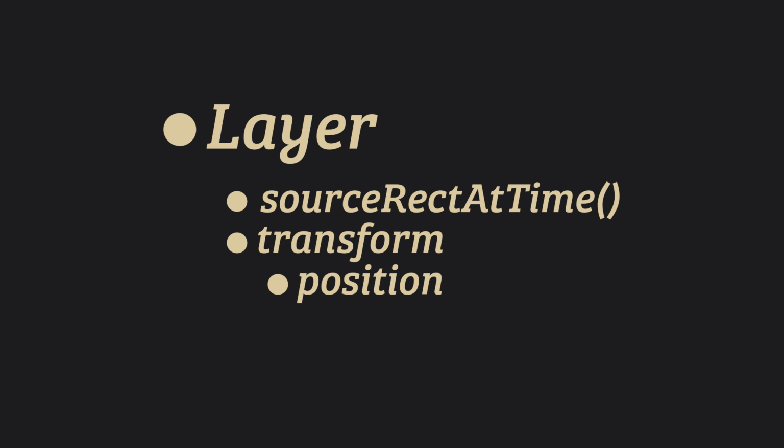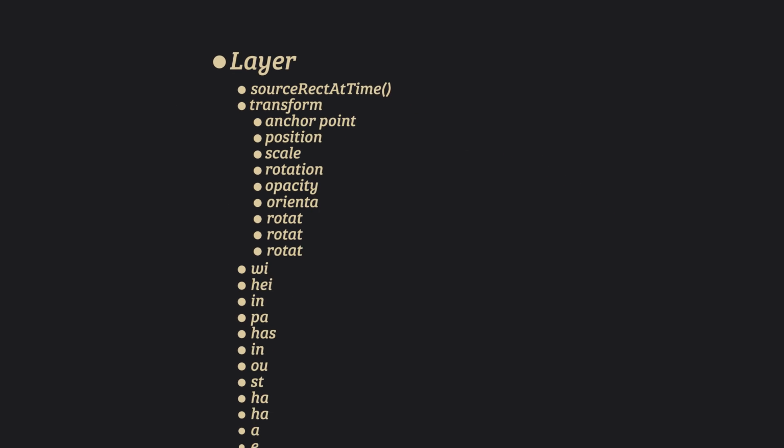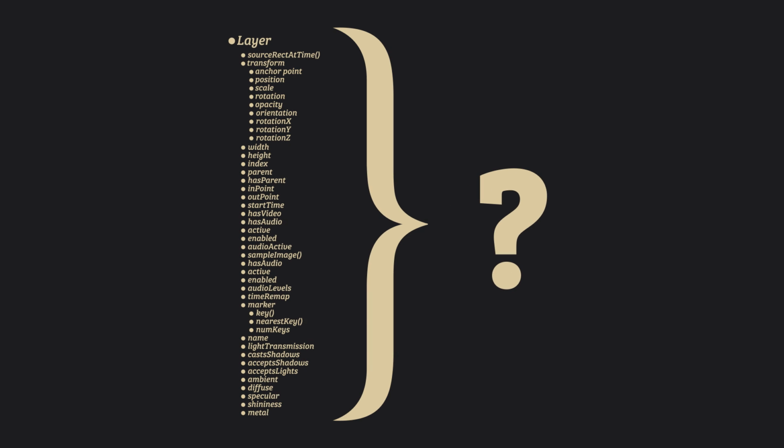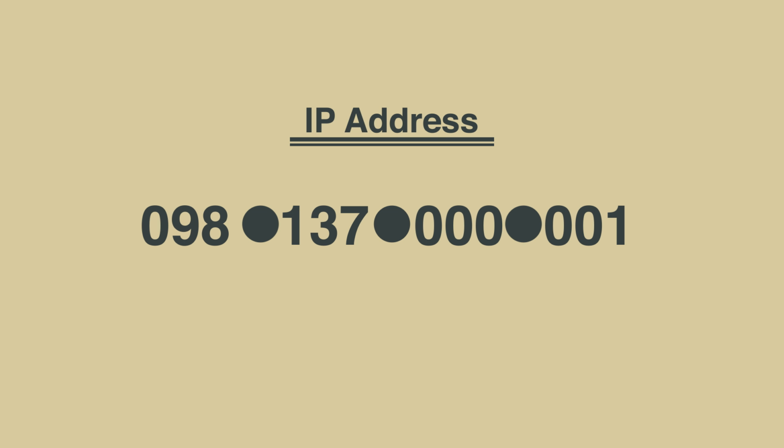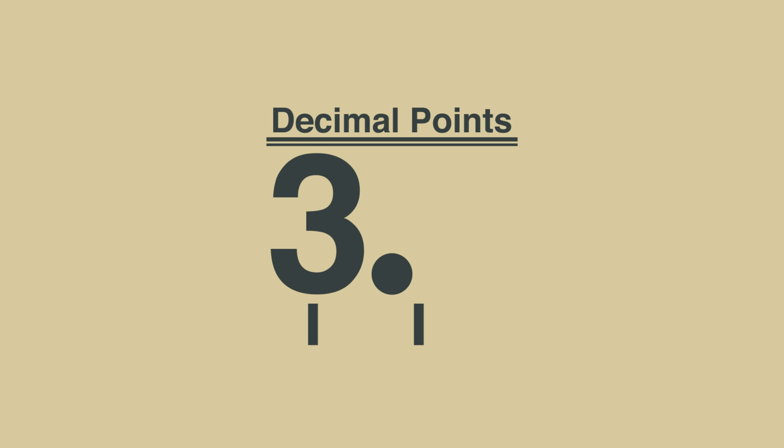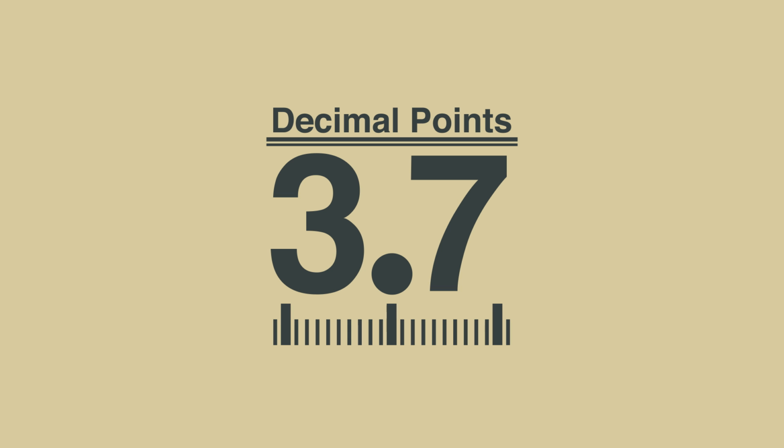And something that you really need to get your head around here in After Effects is, how do I find the properties that I want to link to? You'll notice it's always separated by a dot. These dots are similar to the periods you will find in an IP address. Like we are at 98.137.0.1. That's getting more specific as you put down more dots. Just like in decimal points. So if we're at 3, that's not as exact as 3.7.